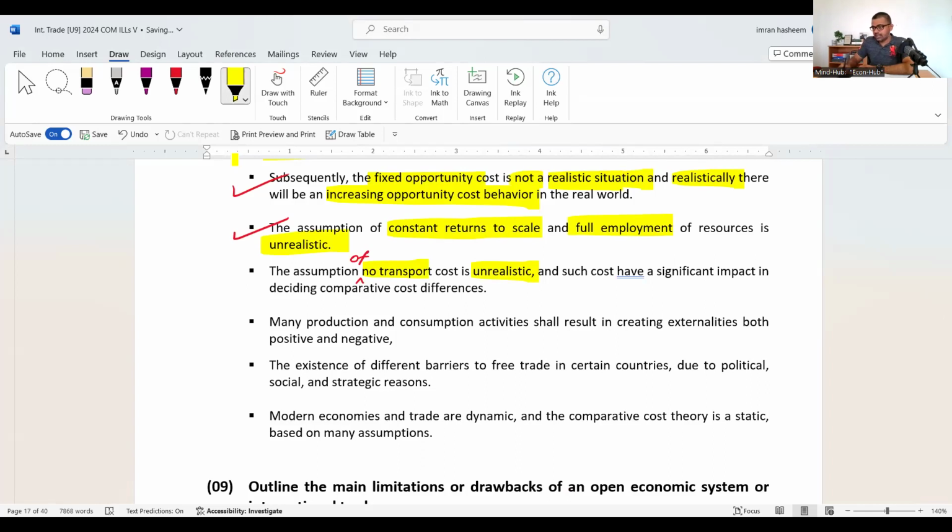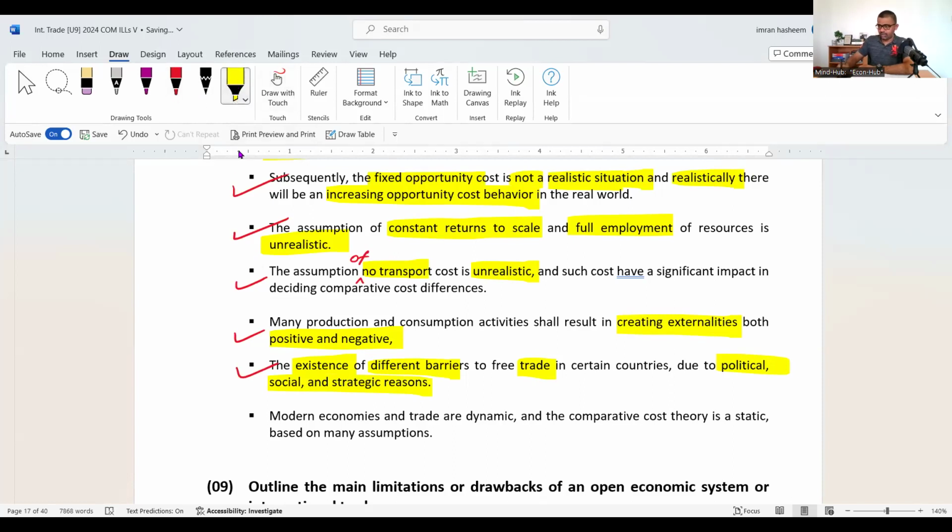Then next, many production and consumption activities create externalities, both positive and negative. So assuming externalities do not exist is also an impracticality of the comparative advantage theory. The existence of different barriers, trade, tariff and non-tariff. Those are there due to political, social and strategic reasons. So assuming barriers don't exist for international trade is impractical.